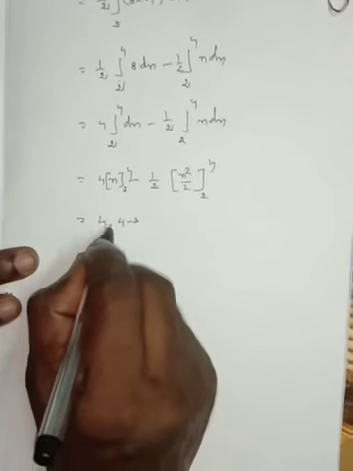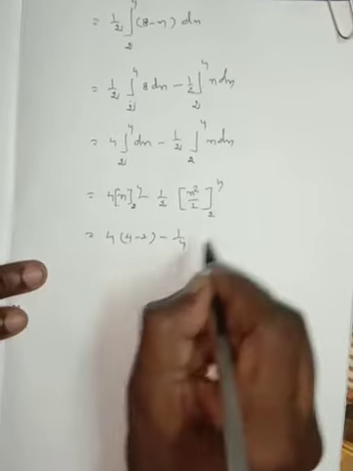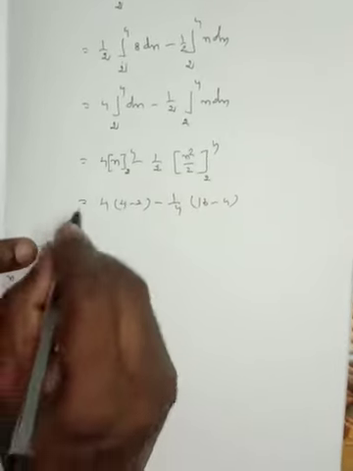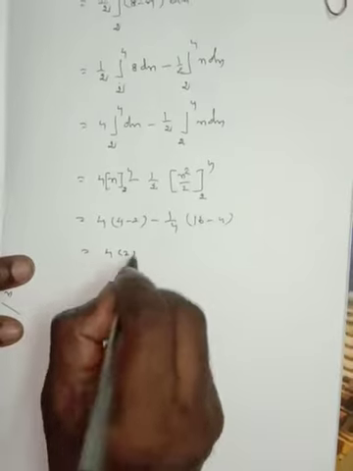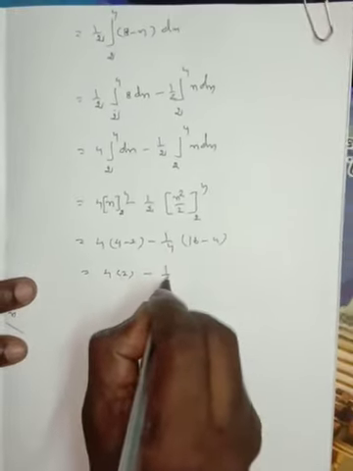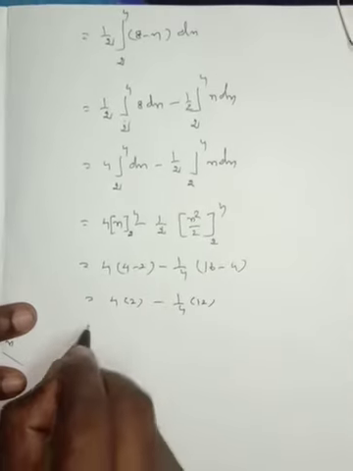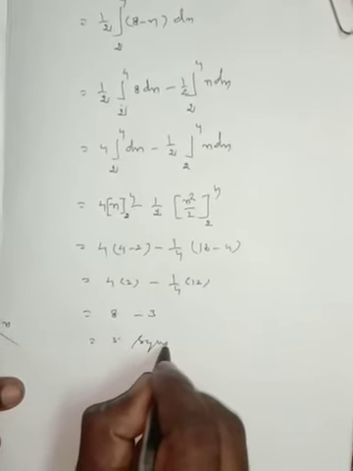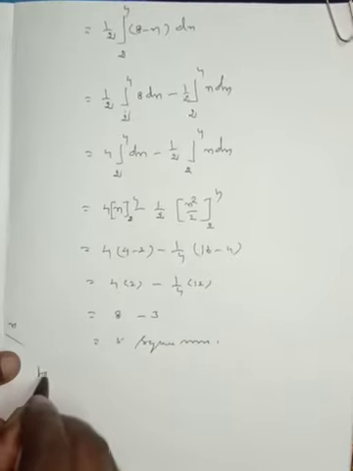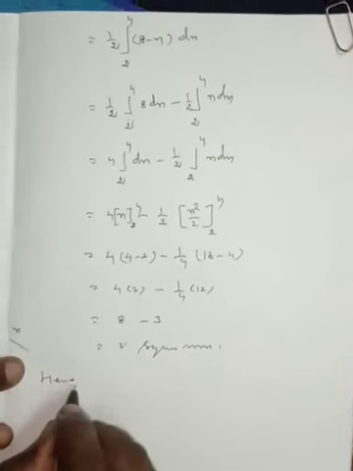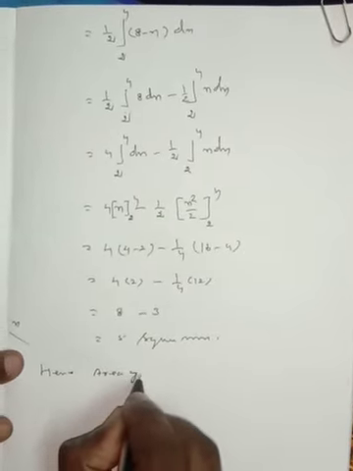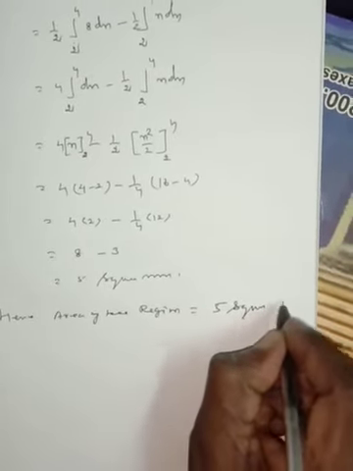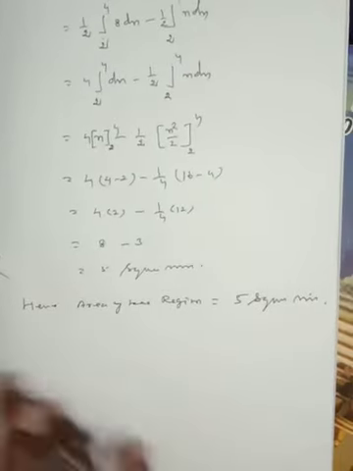Here, 4 into (4 minus 2) minus 1 by 4 into (16 minus 4) is equal to 4 into 2 minus 1 by 4 into 12, which is 8 minus 3 is equal to 5 square units. Hence, the area of the region is equal to 5 square units. Next, sum number 2.